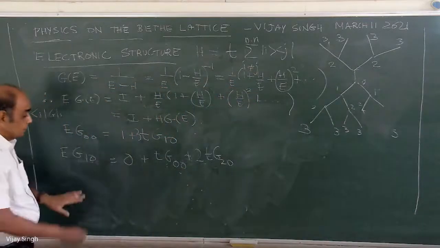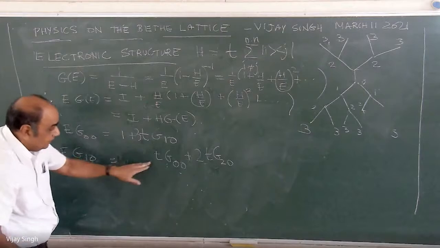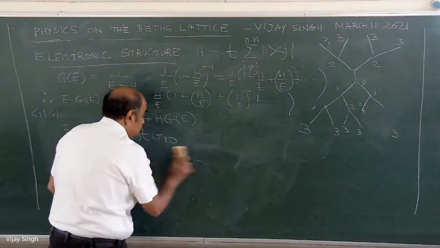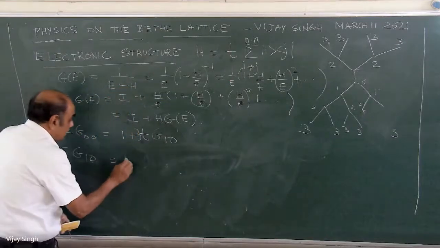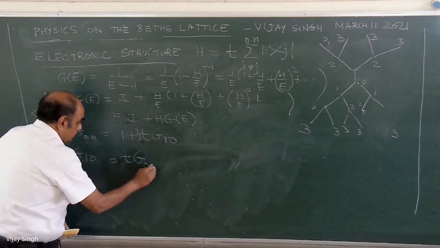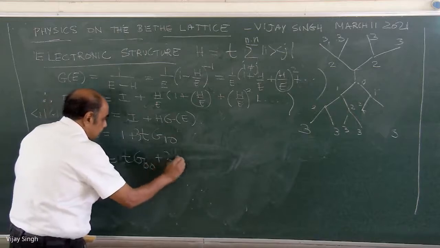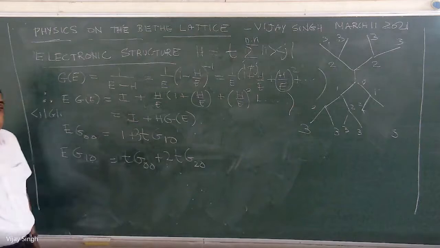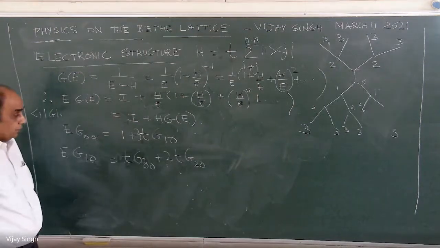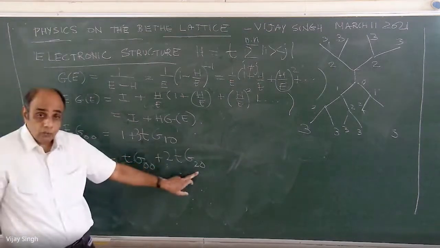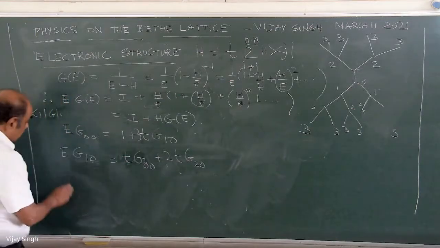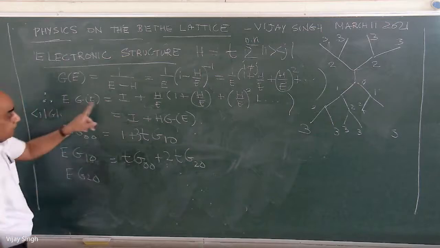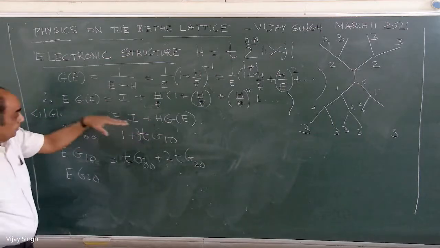Right? So let us clean this up a little bit. This is what I will get. Let me rewrite this for you. And if you have a doubt, please stop me. We can go over this. Which means that I need to know what is G 2 0. So E G 2 0. Again, I use my defining equation.